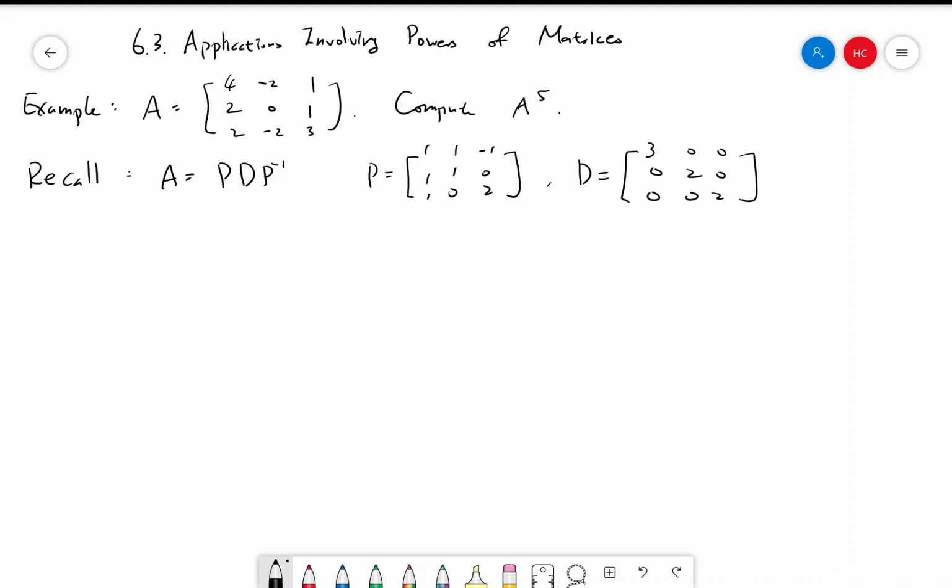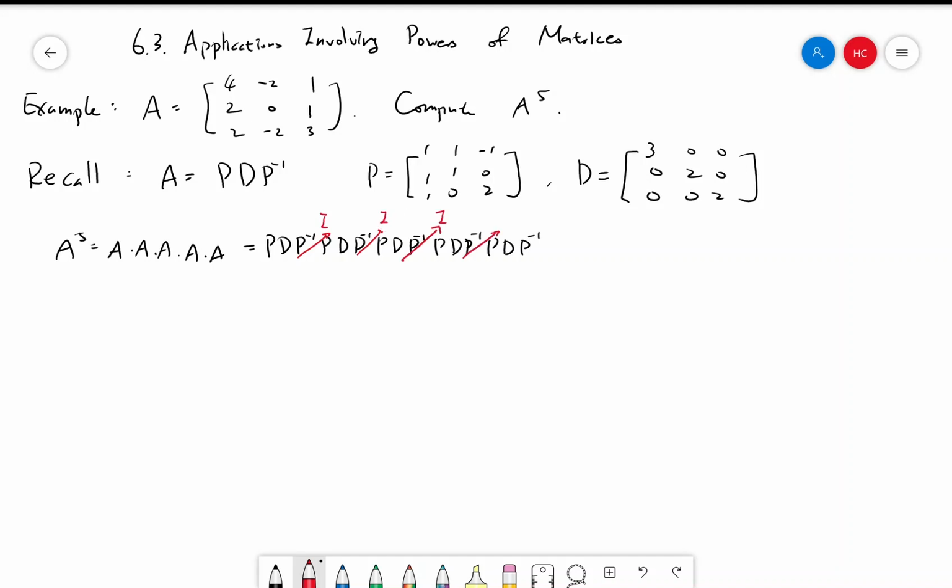Then if you write A to the 5th out directly, A to the 5th is A times A times A times A times A, which is P D P inverse 5 times. And if you write it 5 times, you notice that P and P inverse are together. Then they cancel each other because this is the identity. So these things cancel each other. All we have left is just P times D, 5 times, times P inverse. It's P D to the 5th P inverse.